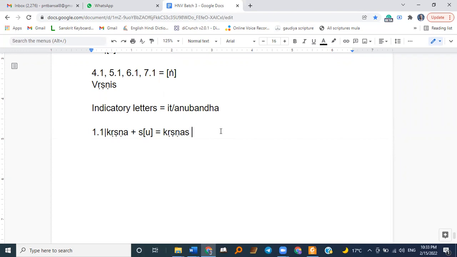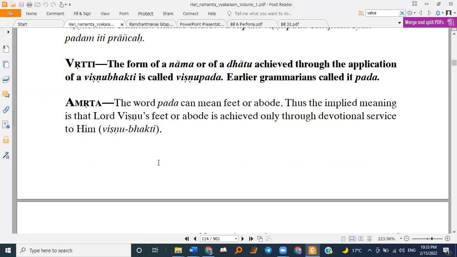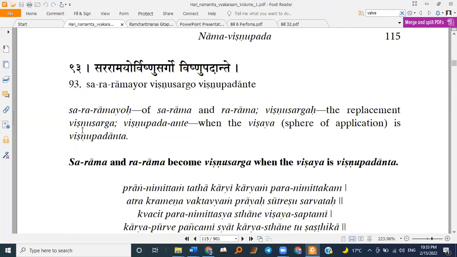The next one is 93. So here actually we are beginning with the applications of the sutras. Sara Ram Yor Vishnu Sargo Vishnu Padante. What is Vishnu Padanta?